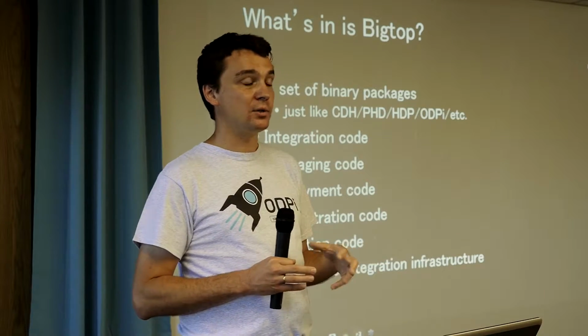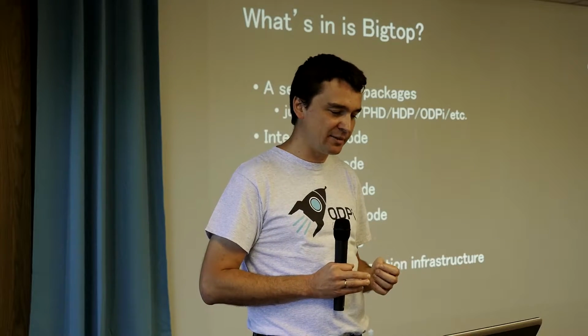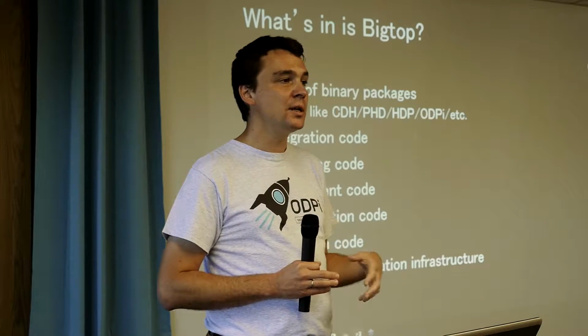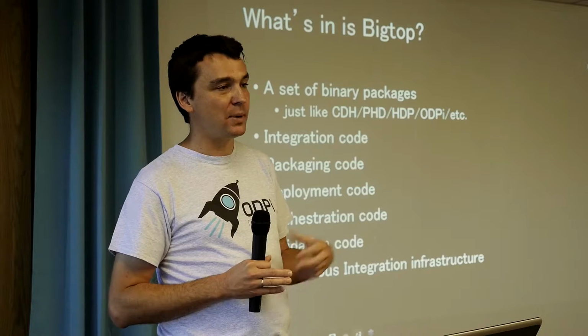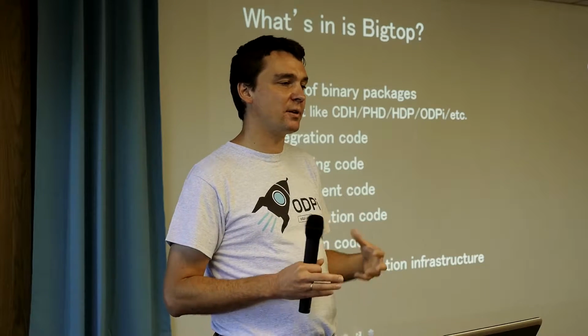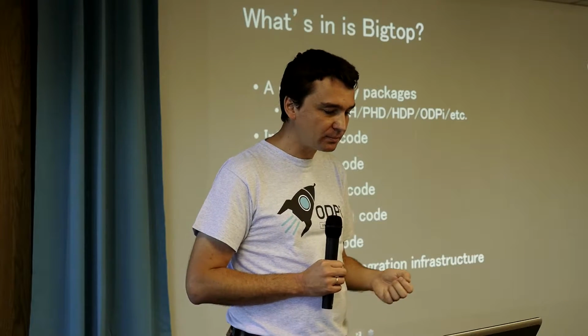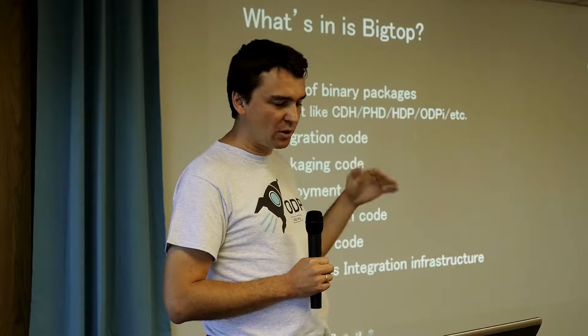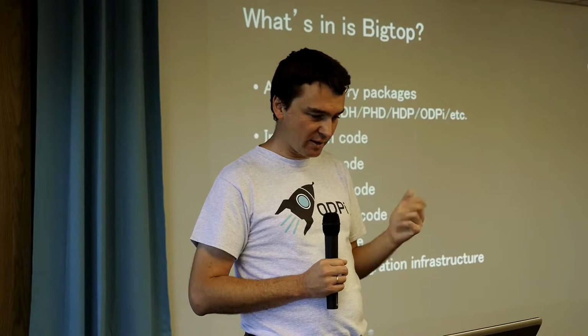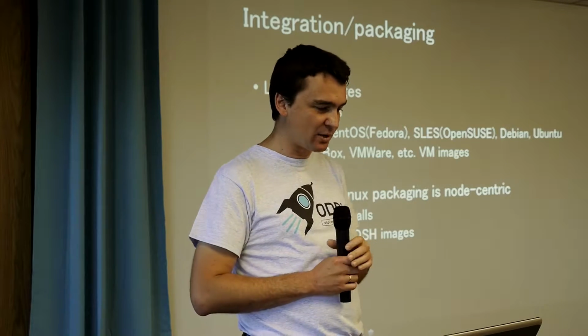Deployment code: what you need to actually make an instance of the Hadoop environment that Bigtop specifies. Orchestration code: once you start dealing with public clouds, but even on private clouds, you have to have bits and pieces of functionality that allow you to orchestrate multiple machines. And there's validation code and continuous integration infrastructure. Let me go through each of those in quick succession, one by one.